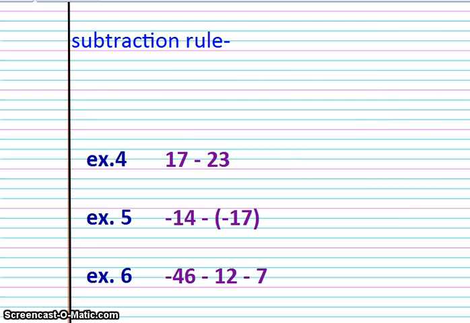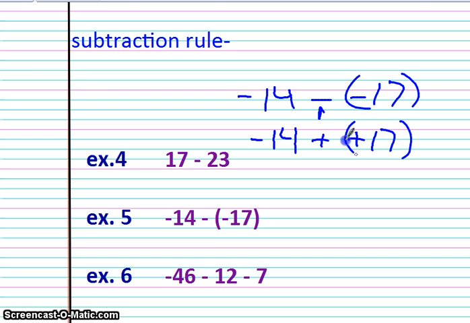Let's take a look at our next example, which is negative 14 minus a negative 17. Again, we're going to freeze, change, change. Negative 14 stays the same. We change this sign to positive, and then we change this sign to a positive 17. So now, zero pairs again. 14 negatives, 17 positives. How many more positives are there? Well, there would be 3 more. So this answer is positive 3. We're going to continue to work on examples in class.